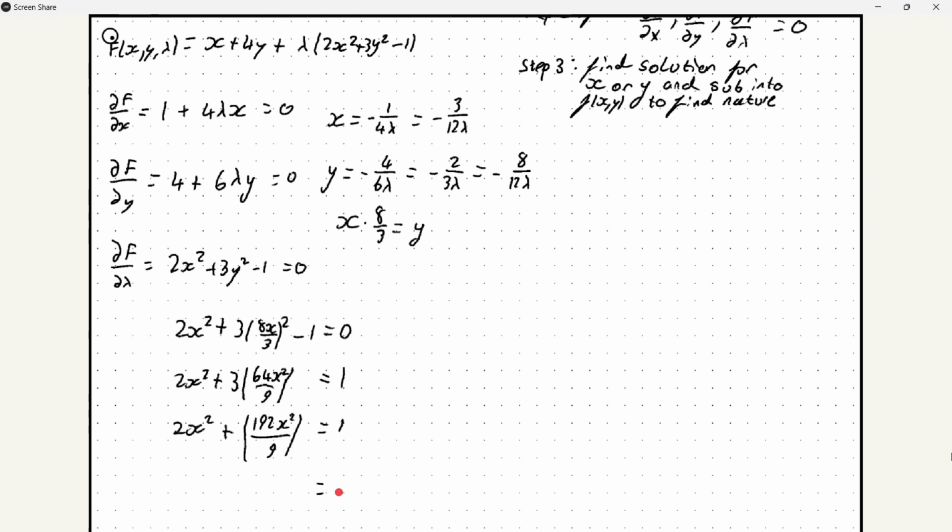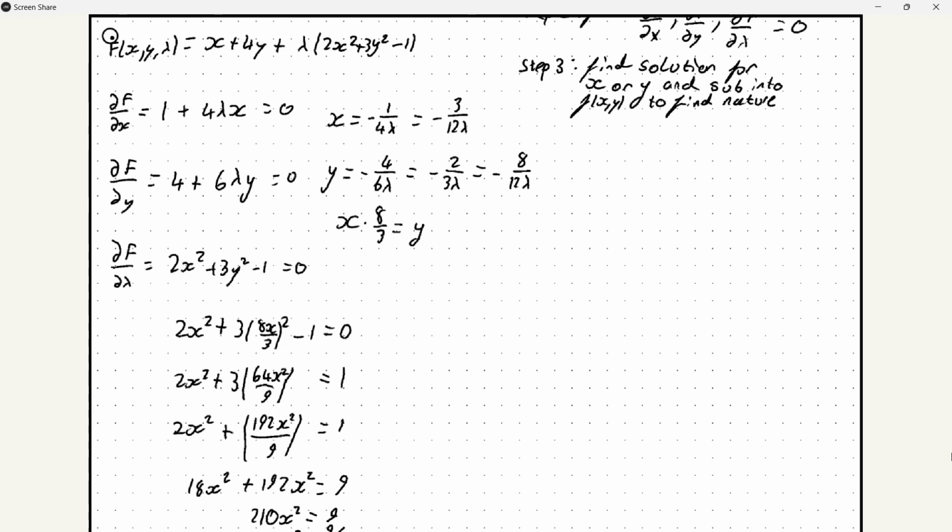Now, to make it easier, I'll times by 9. So we can get 18x squared plus 192x squared. And then finally, we'll add them all up to get this. Then x squared equals 9 over 210. So x equals, let's just say plus or minus root 9 over 210. Okay.